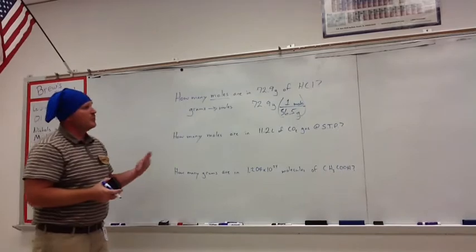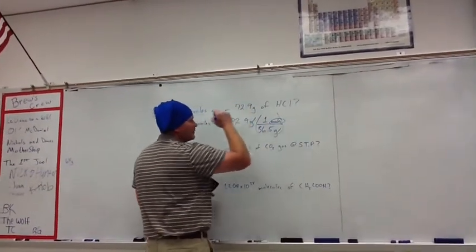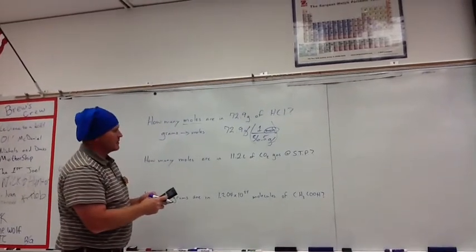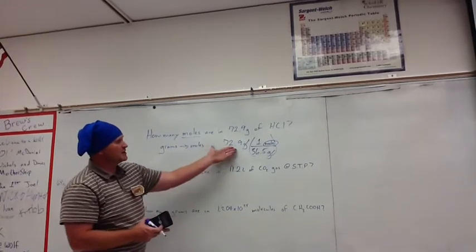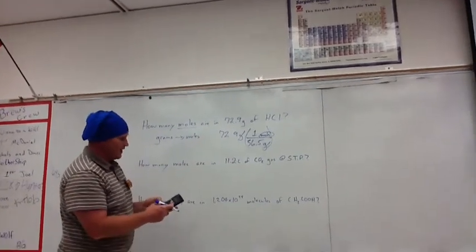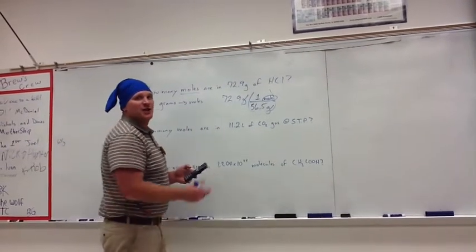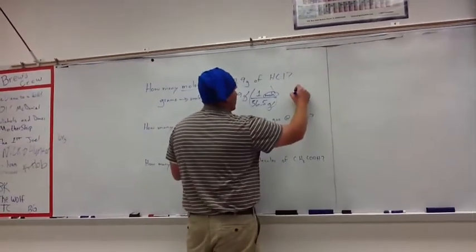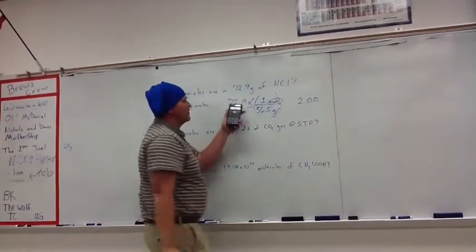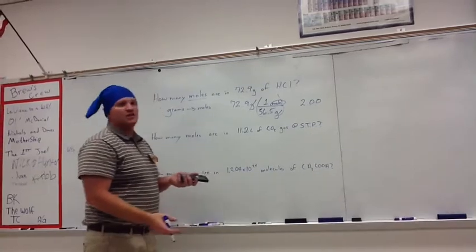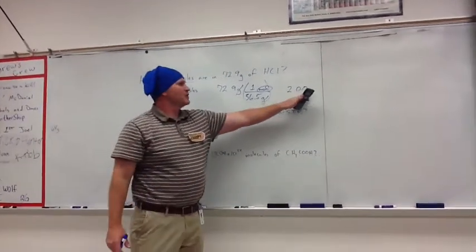Okay, so math-wise, my grams cancel out and I'm left with moles. I take my 72.9, multiply it by 1, even though I really don't need to do that because it leaves the same number, and I divide it by 36.5. Wow, look at that. It is the number 2. So 2.00 sig fig-wise, because my calculator answer is 1.997. So now I have 2.00 moles.